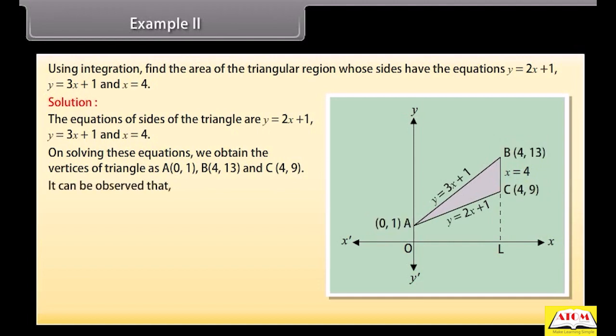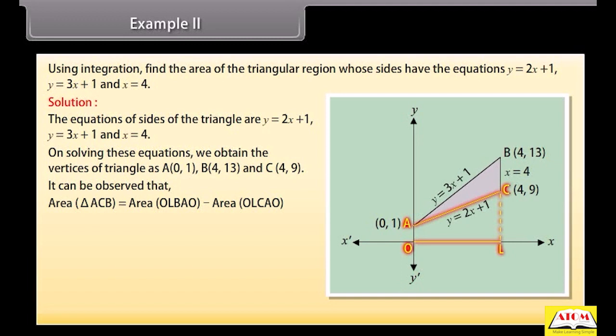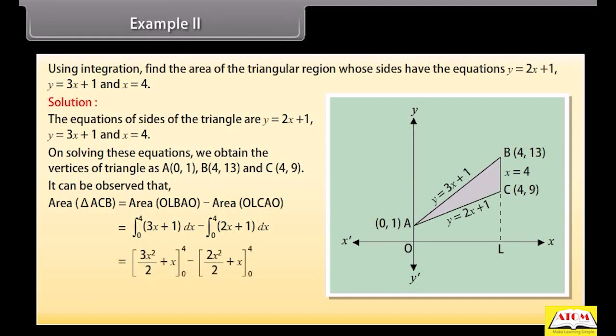It can be observed that area of triangle ACB equals area of OLBAO minus area of OLCAO, which is the integral from 0 to 4 of 3x plus 1 with respect to x minus the integral from 0 to 4 of 2x plus 1 with respect to x. By solving we get area of triangle ACB equals 8 square units.